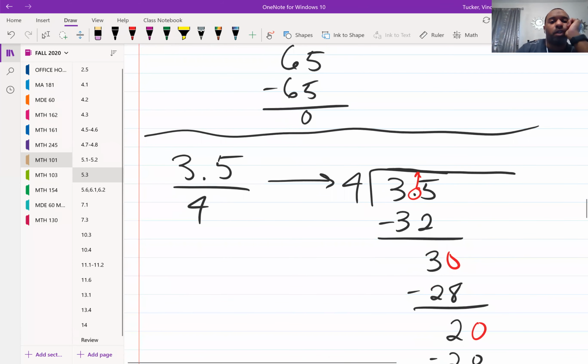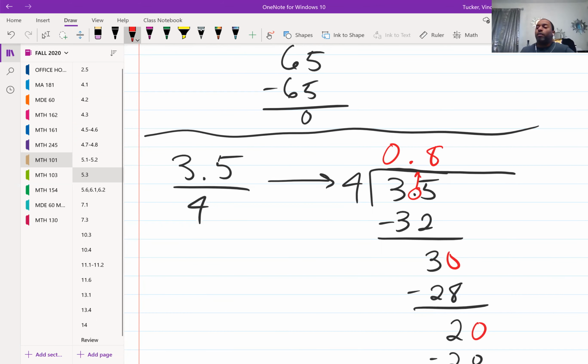All right, so next one, 3.5 divided by 4. So that's our long division setup. 4 doesn't go into 3. Going to put your decimal, but it goes into 35 8 times. 8 times 4 is 32.